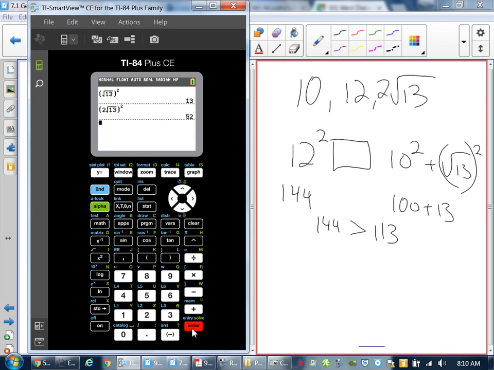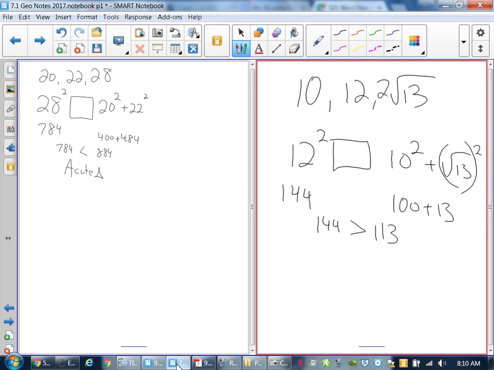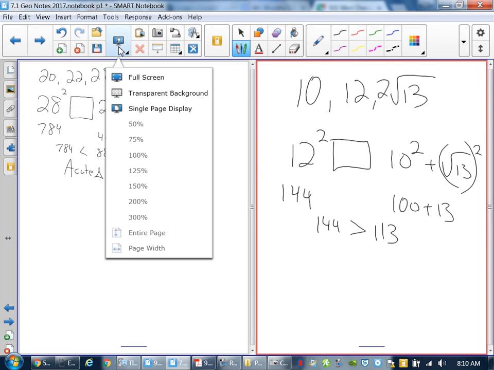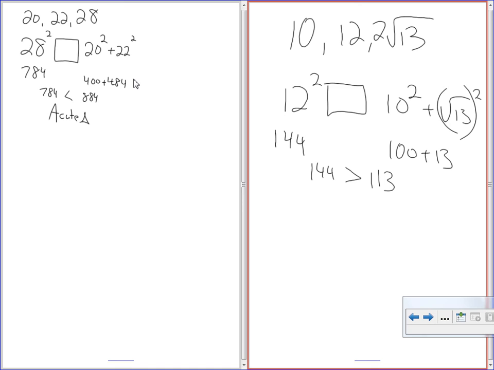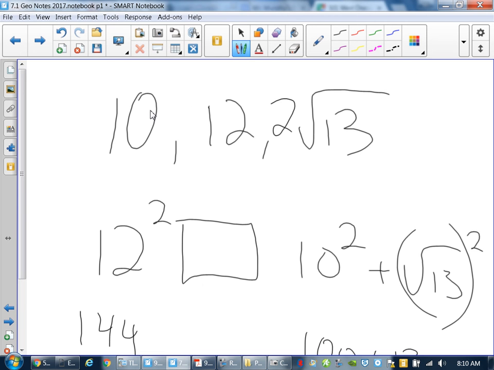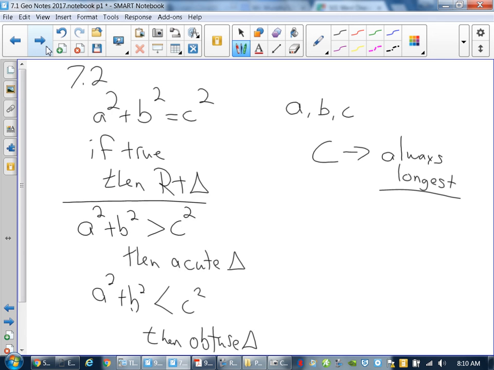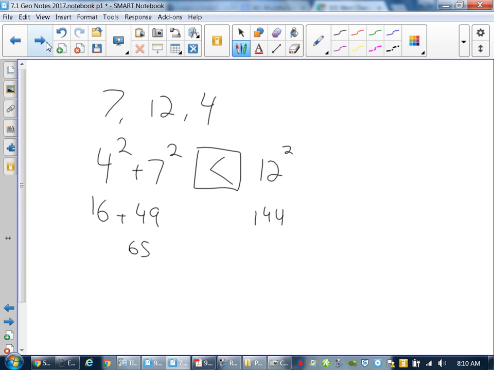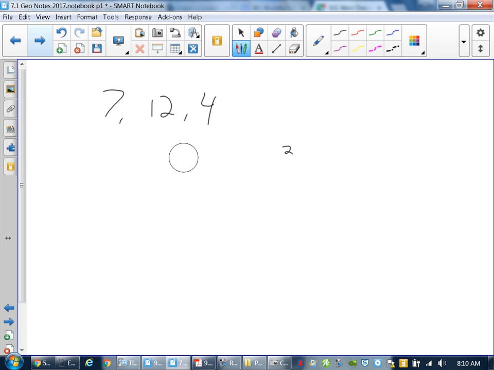Get a different number. One button. One more, and then I'm going to show you one other trick.